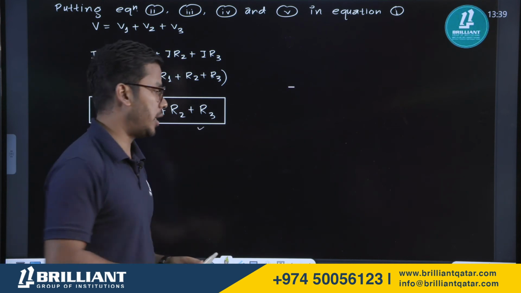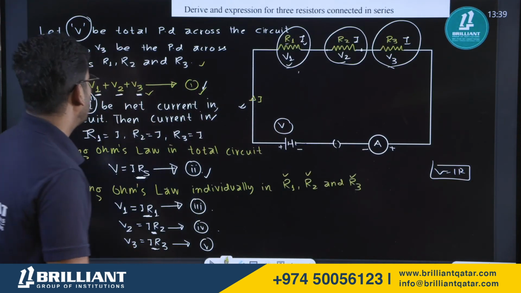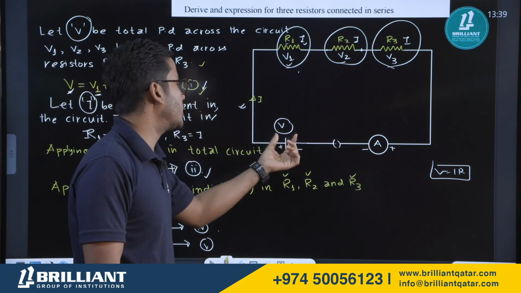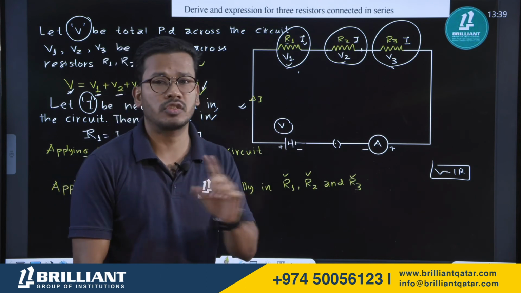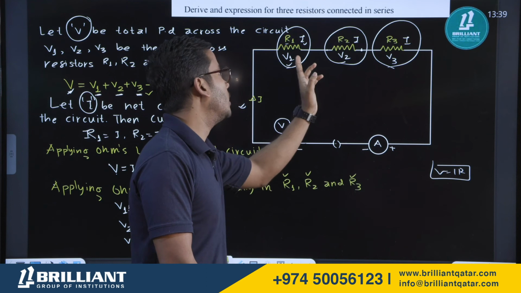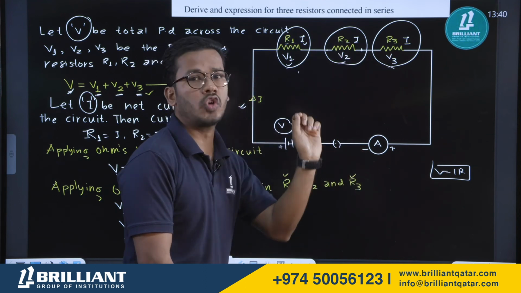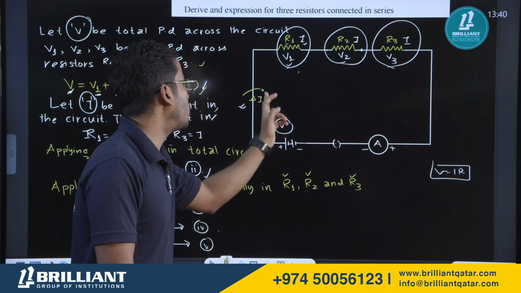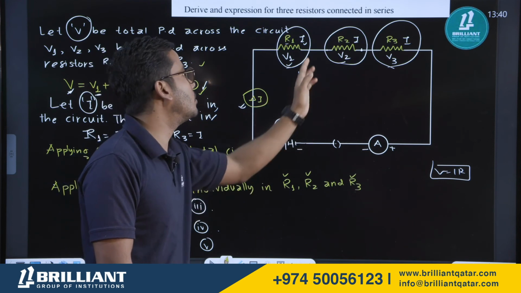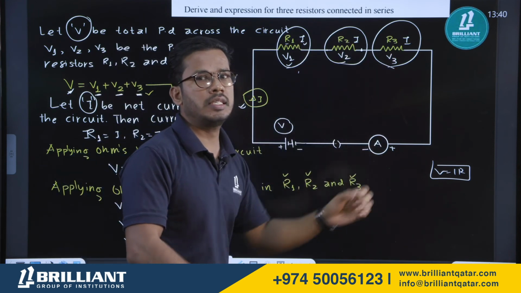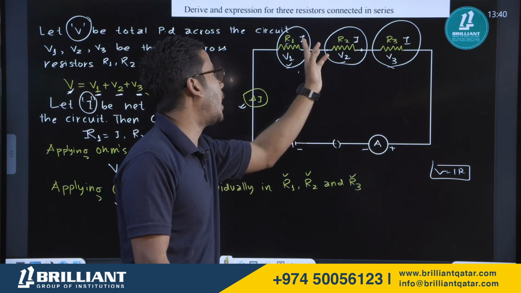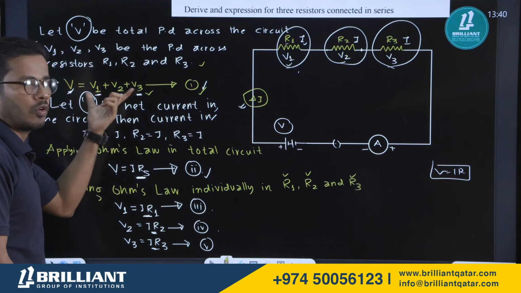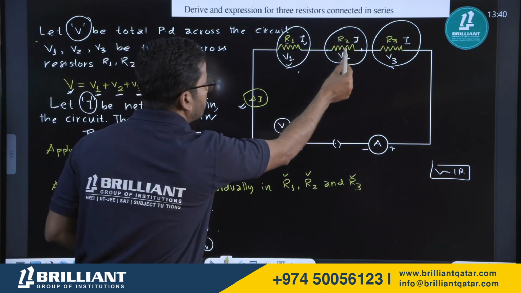Let me reframe how we did this. You have taken the total potential difference V, and total potential difference does not remain the same in individual resistors R1, R2 and R3. Since it is not remaining the same, you have taken V1, V2 and V3. Next, total current I will remain the same in individual resistors R1, R2 and R3. Since it is remaining the same, you have taken I and I everywhere. And to get equation number 1, total potential difference will be the sum of individual potential differences.